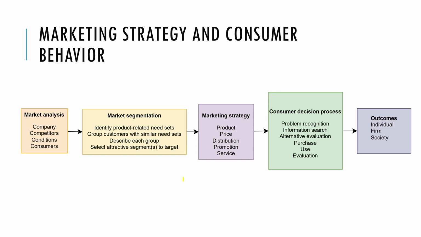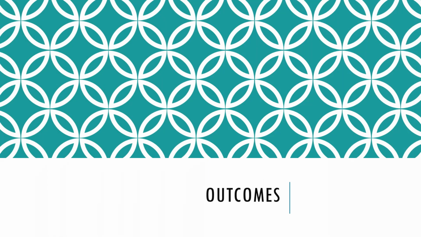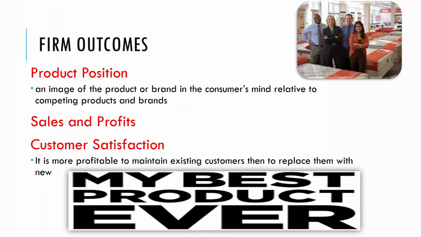Let's quickly look at the outcomes that are affected by the consumer decision process. First is the firm's outcome. The firm outcomes are basically how the consumer decision process affects the firm. First of all, it affects the product positioning, or the image of the product or brand in the consumer's mind, relative to the available brands and products in the market. And most firms want to see their product positioned at a higher level, and they use it to measure the success of a particular product.